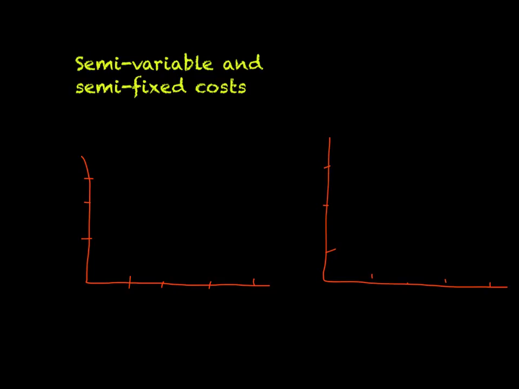And we have our dollar amounts, our cost on this side, and we have visits. Kind of hard to see there, on the bottom. Okay. So what would be an example of a semi-variable cost?